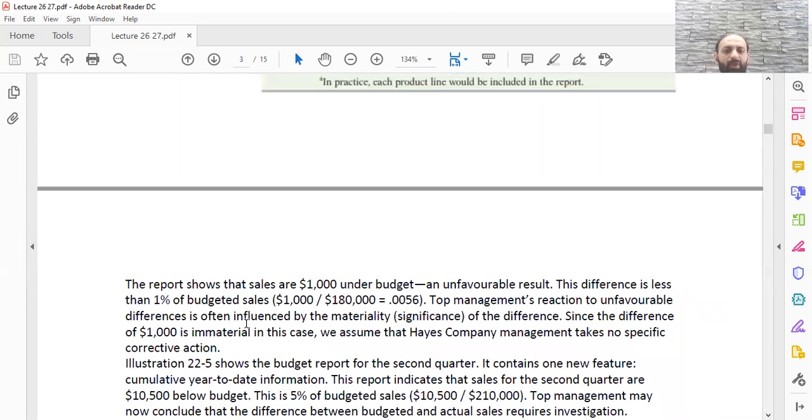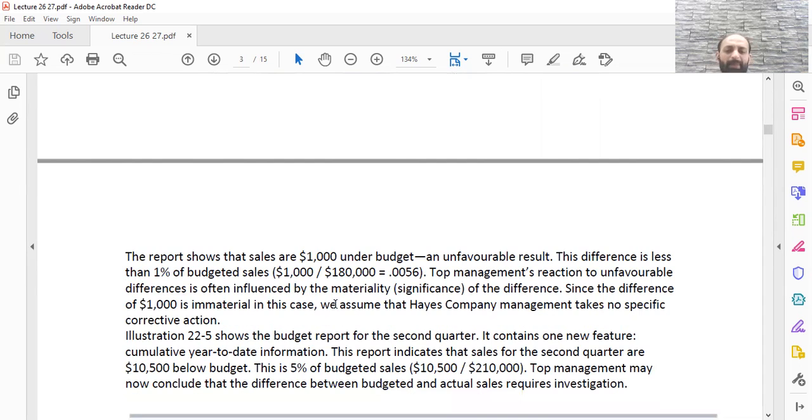Now you see the total difference is less than 1%. For example, the total unfavorable is 1,000. Since the difference is so immaterial, we assume the company takes no specific corrective action, because it is considered acceptable to have an unfavorable result of less than 1%.